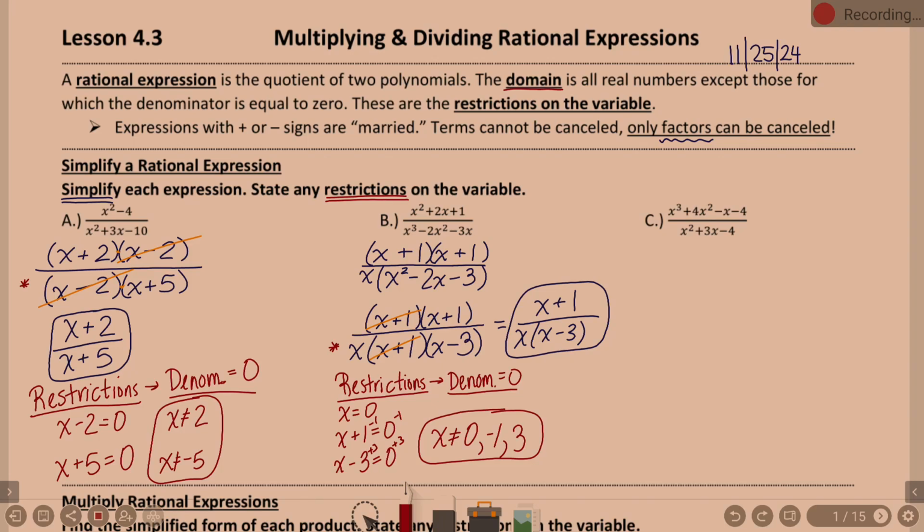And here's the deal, guys. If I put any of those numbers back in here, it makes my denominator 0, and that makes that fraction not exist. Okay, we can't have 0 on the bottom. Okay, you catching on?